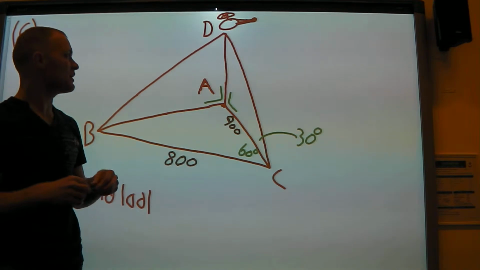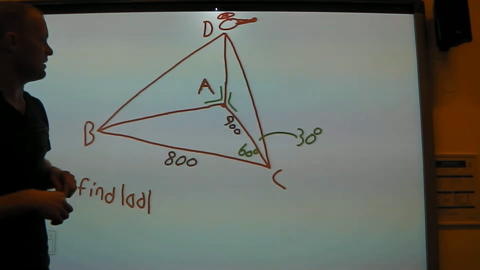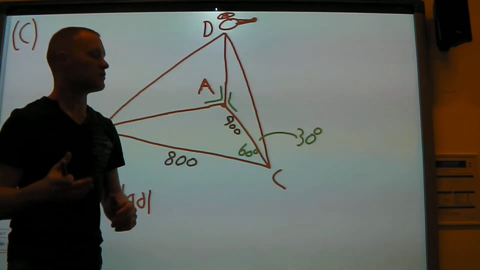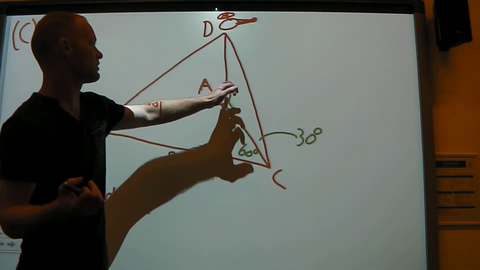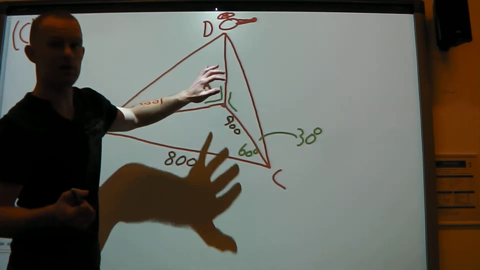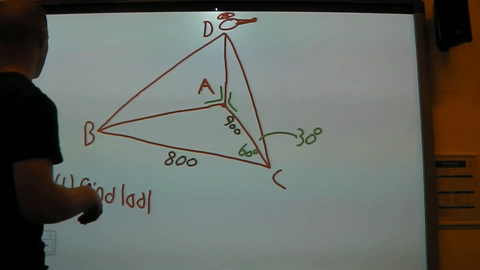Now the first part of this question we're asked to find length AD. So what we do here is we just use the trigonometric ratios. So we have 30 degrees here, we have 90 degrees here, so we're able to use it because we have 90 degrees. We don't have a hypotenuse and we don't need it. So we have to use tan then.